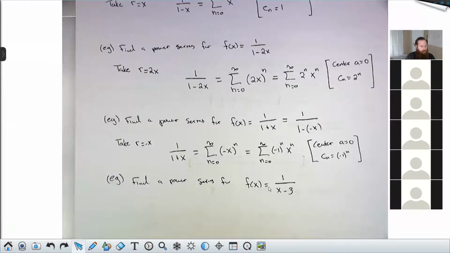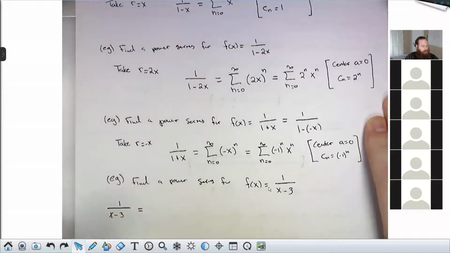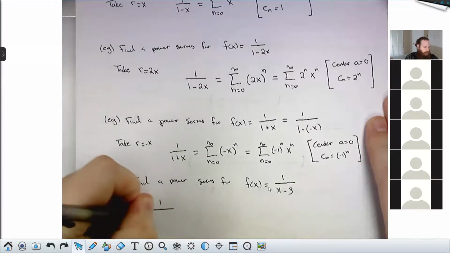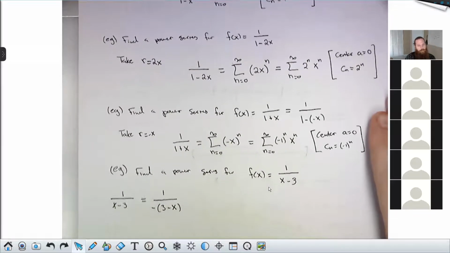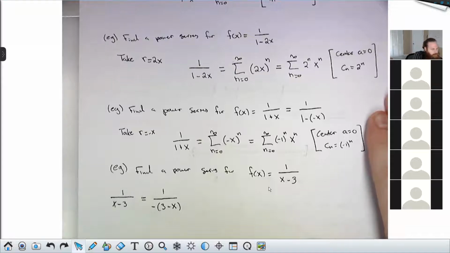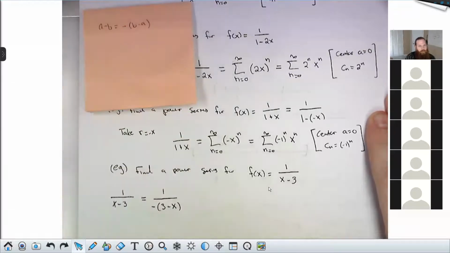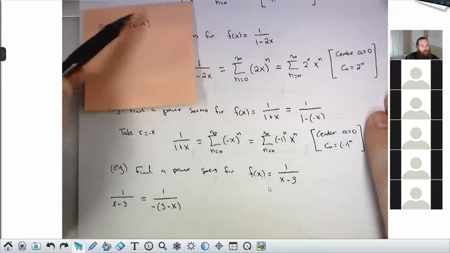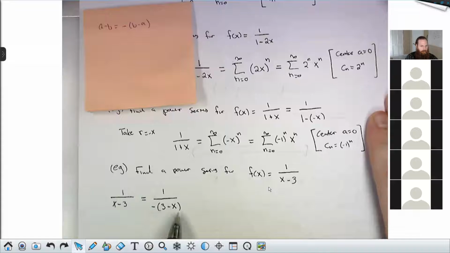And my first step is going to be to say 1 over x minus 3 is the same as 1 over negative 3 minus x. I'm using this rule, that a minus b is the same as negative b minus a. If you distribute this negative, you'll see, okay, well, that's negative b plus a. That is the same as a minus b. So I'm force factoring out a negative.